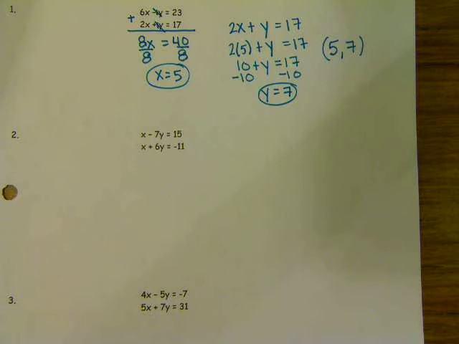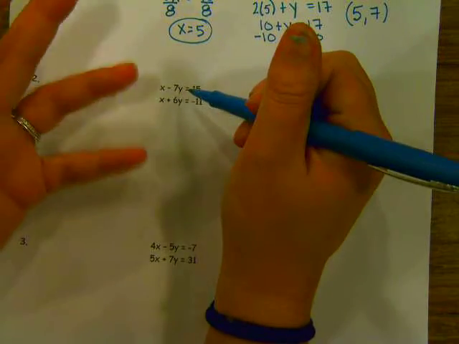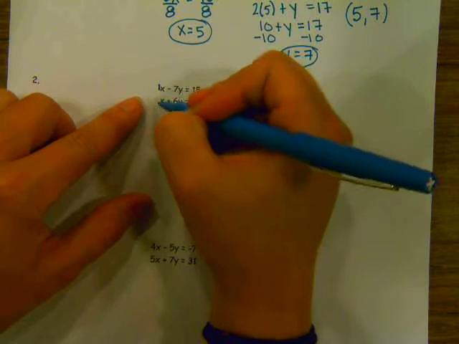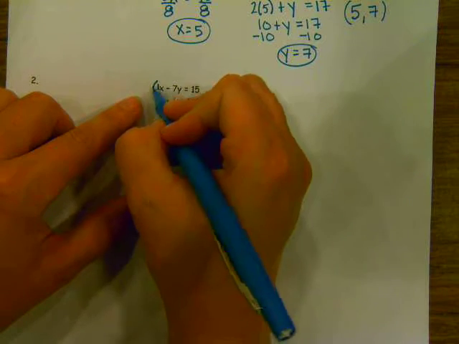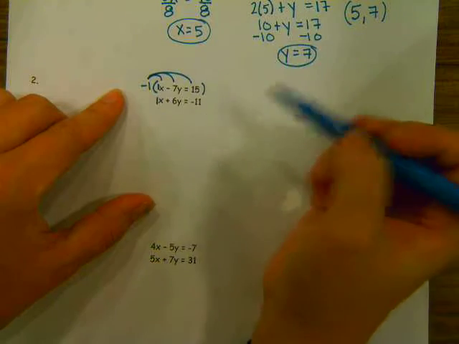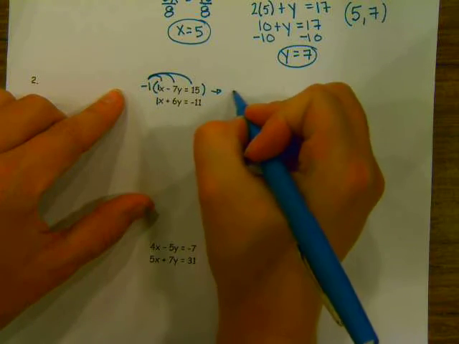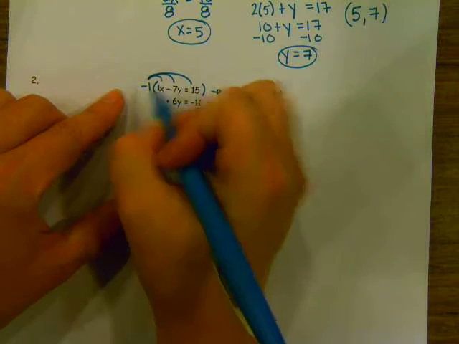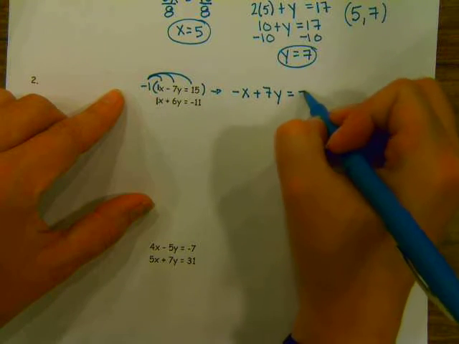Let's take a look at number 2. Number 2, we do not have opposites anywhere, but we could easily make them just by multiplying one of them. If you notice, these are both +1. Well, the opposite of a +1 is a -1. So if I multiply just the top equation by -1, that means I can get my x's to be opposite values. So when I change it, it's going to be -x plus 7y, because a negative times a negative makes a +7, so everything's going to be opposite, equals -15.